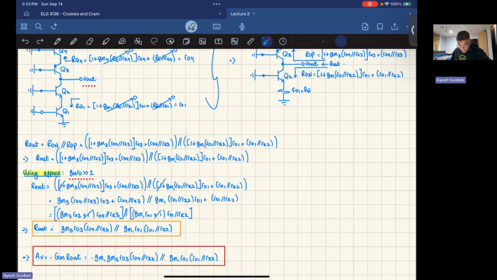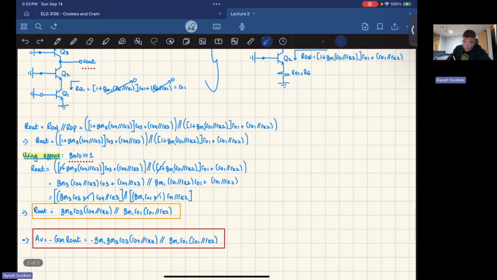I just wrote everything nice and neat, okay? Now I'm going to use the approximation that GMRO is much greater than 1. So that means I can ignore the 1 and I can ignore the 1. My equation simplifies to this thing, GMRO times RO times this thing. And the same thing on the other side as well.